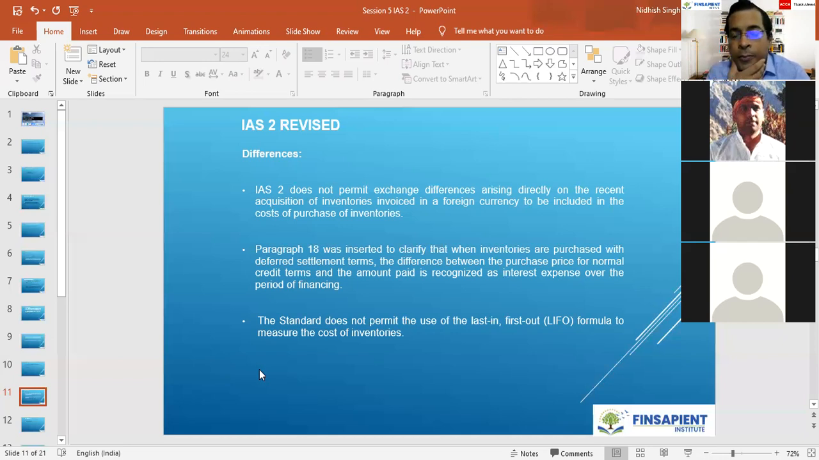So paragraph 18 was inserted to clarify that when inventories are purchased with a deferred settlement date, the difference between the purchase price for normal credit terms and the amount paid is recognized as interest expense over the period of financing. How do we simplify this? Why is it recognized as interest expense? It sounds like just an admin lag. It should be the interest expense one. We do not have any other option, right?